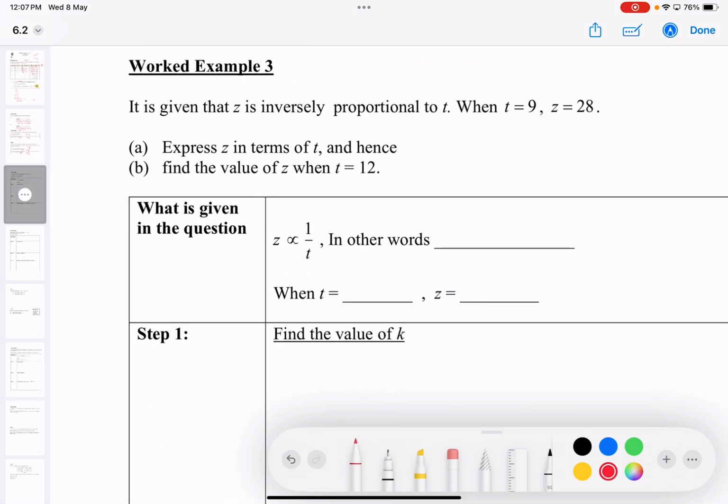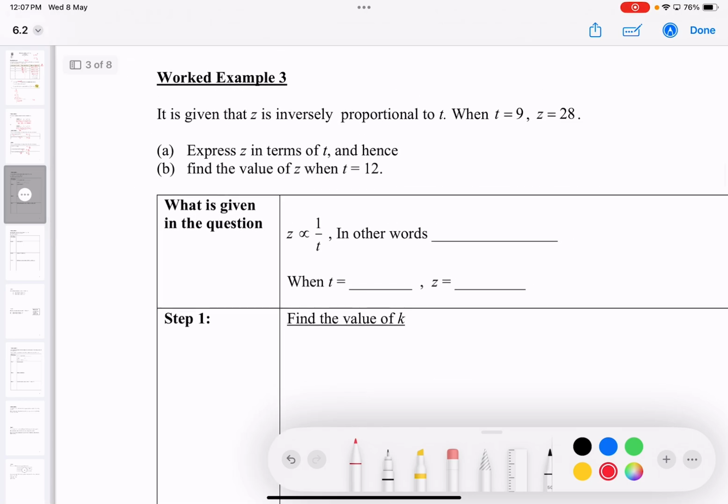Now, the next one is going to be very similar to how we have been doing direct proportion questions. Okay, come. I know you guys are feeling very tired. Today is a very short day. 1:50, you are coming to the end already. It's really coming to the end already.